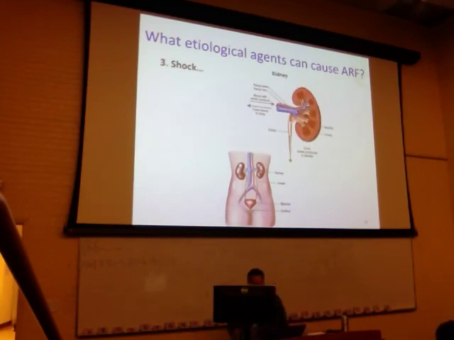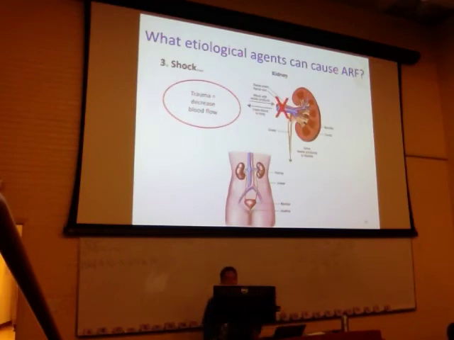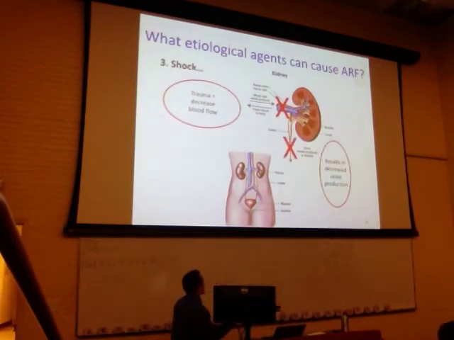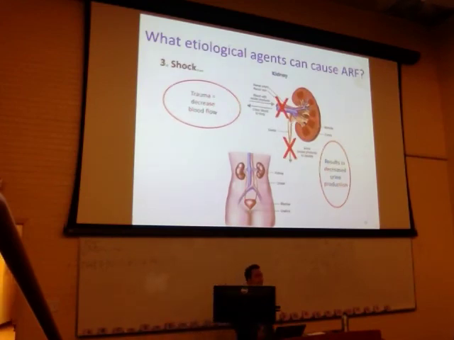So shock, this is the situation where you have trauma, you show up at the scene, the patient has lost large volumes of blood, and this means that you have a decrease in flow to the kidneys. If you decrease flow, you put less in, you get less out, you're going to decrease urine production, and you're going to ultimately compromise the functionality of the kidney.